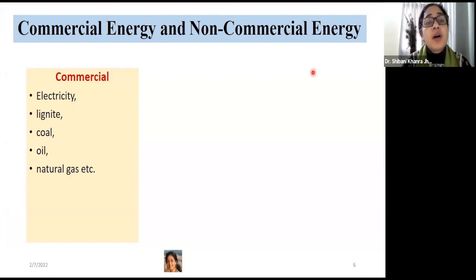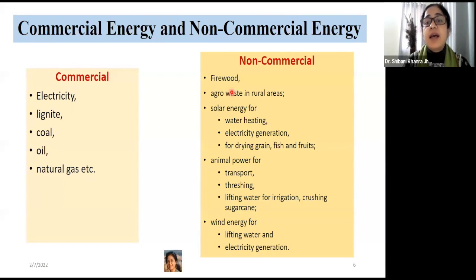Now, coming to another way of classifying energy, which is based on commercialization. So we call it commercial energy, where electricity, lignite, coal, oil, natural gases are different forms of commercial energy, whereas non-commercial is where it is just used locally, like firewood, agro-waste in rural areas, solar energy, animal power for transporting, threshing, wind energy for local lifting of water, and so on.